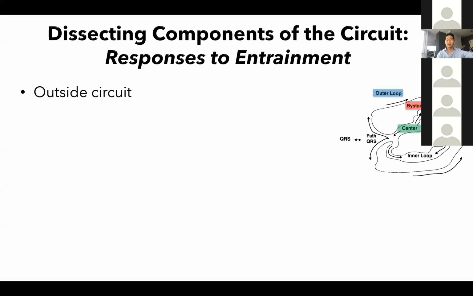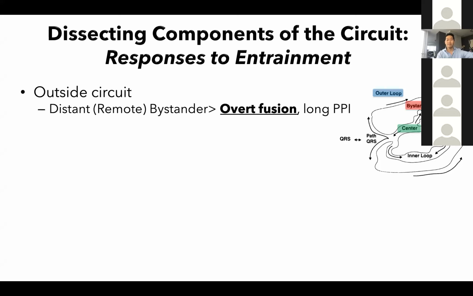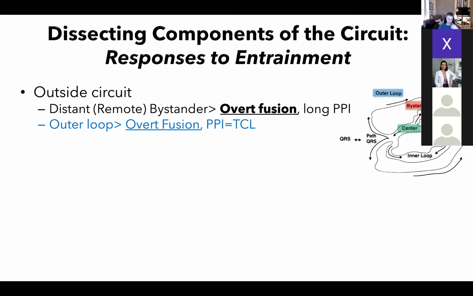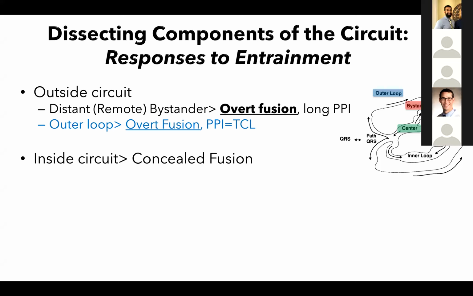So if you're outside the circuit, which is remote bystander, very distant, you're going to see fusion and the PPI is going to be long, obviously. If you're in the outer loop, you are on the circuit, so your PPI is within 30 milliseconds of your TCL, you're on the racetrack, but there is overt fusion because the pacing wavefront has antidromic capture of an area because it's not completely constrained by regions of fibrosis. If you're inside the circuit, you will have concealed fusion.